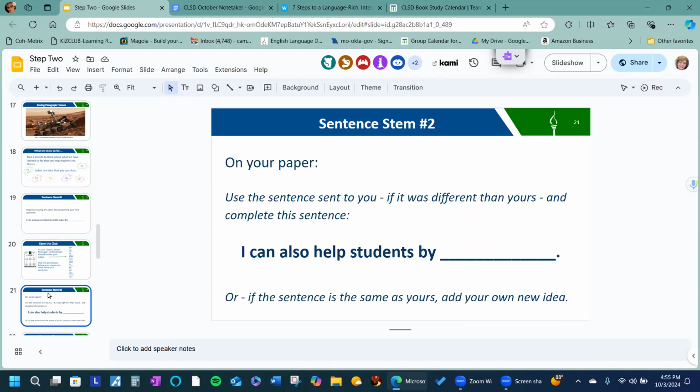So after you've sent your sentence, now everyone should have received a sentence. So on your piece of paper, you're going to complete this sentence stem. So you're going to borrow your partner's sentence that they just shared with you and complete this. I can also help students by. So whatever was shared with you, add it to this sentence stem. I can also help students by.